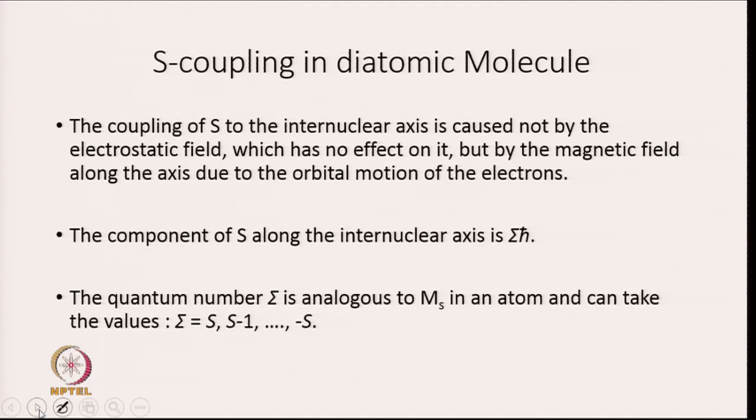Now, what about S? Coupling of S to the internuclear axis is caused not by the electrostatic field. S is just opposite to L, the electrostatic field does not have an effect on it, but it is coupled by the magnetic field along the axis due to the orbital motion of the electron.